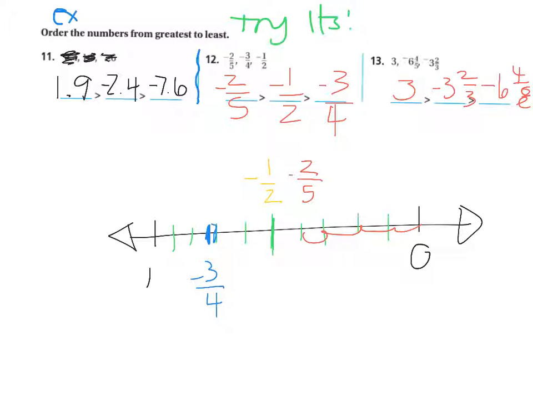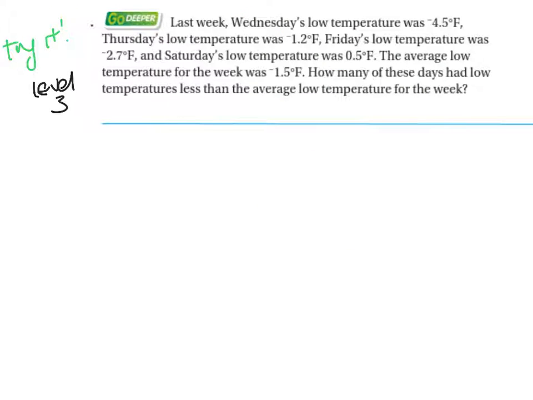Okay, one more problem. So here's your level 3 try it for the day. Last week, Wednesday's low temperature was negative 4.5 degrees Fahrenheit. Thursday's low temperature was negative 1.2 degrees Fahrenheit. Friday's low temperature was negative 2.7 degrees Fahrenheit. And Saturday's low temperature was 0.5 degrees Fahrenheit. The average low temperature for the week was negative 1.5 degrees Fahrenheit. How many of these days had low temperatures less than the average low temperature for the week? Go ahead and try this on your own.